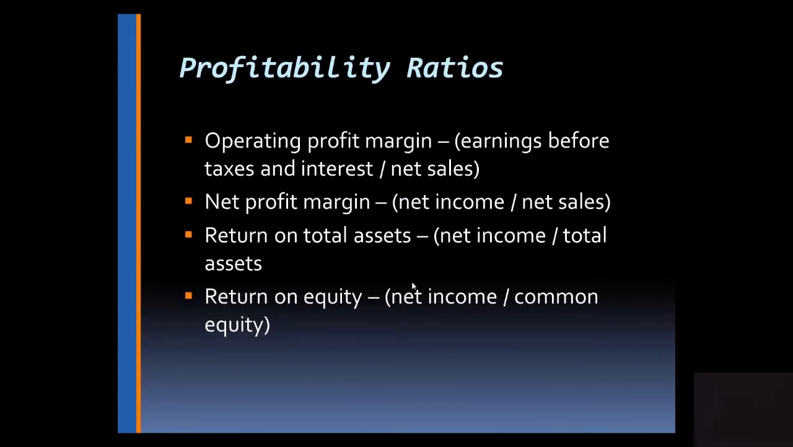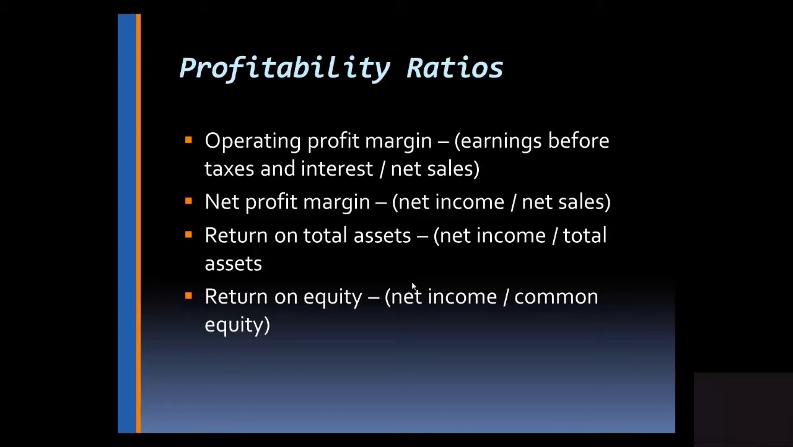Now we're going to look at the profitability ratios. How profitable are our sales? The first one we're going to look at is the operating profit margin. This is earnings before taxes and interest divided by net sales. So this is our operating profit.